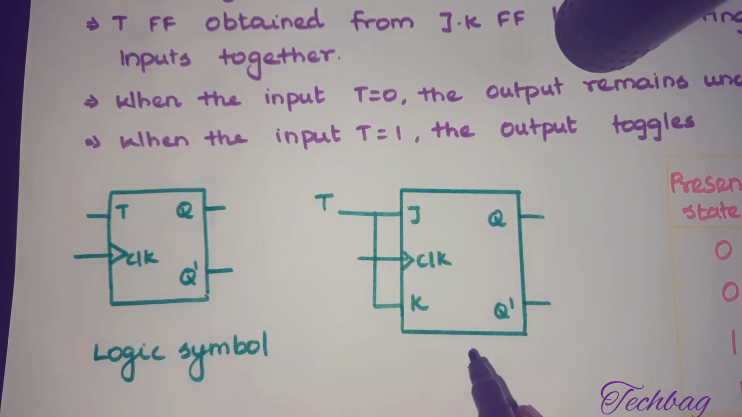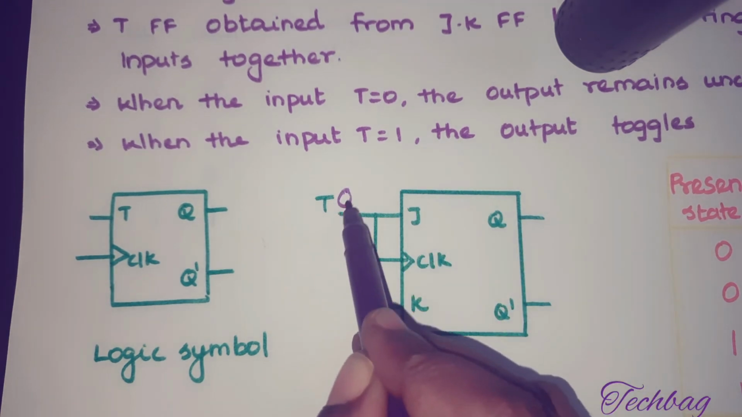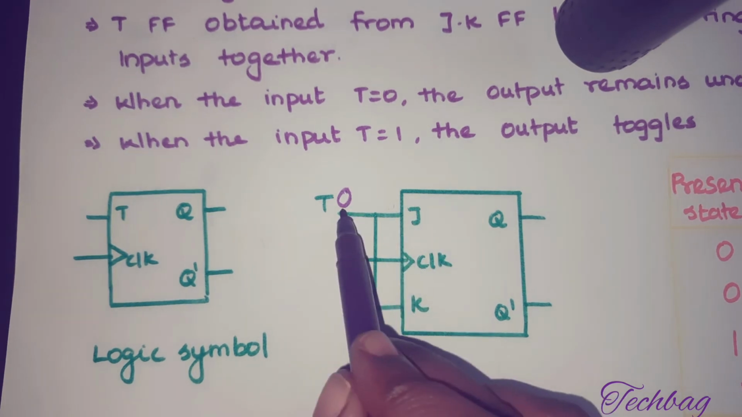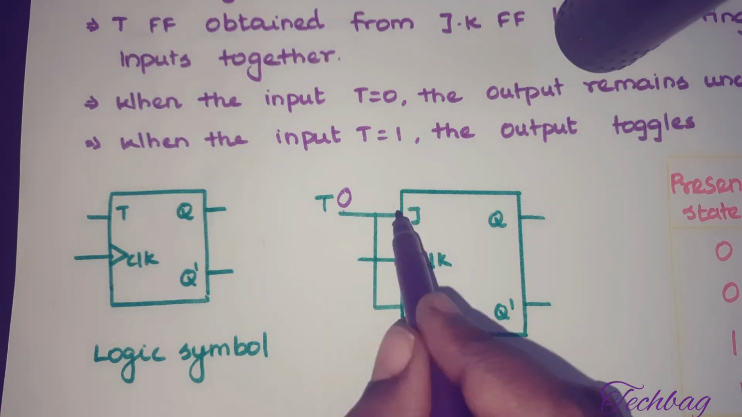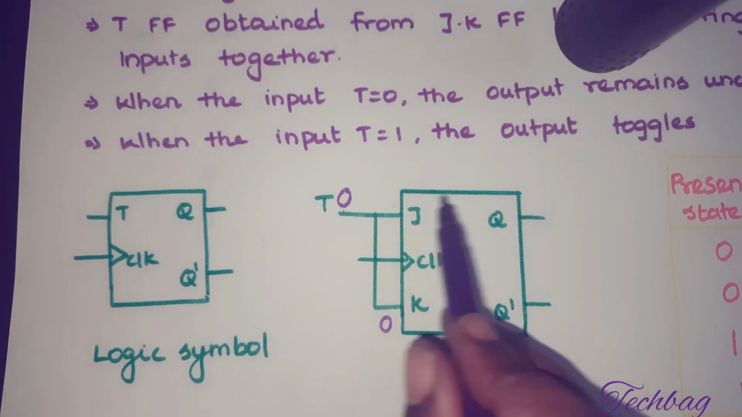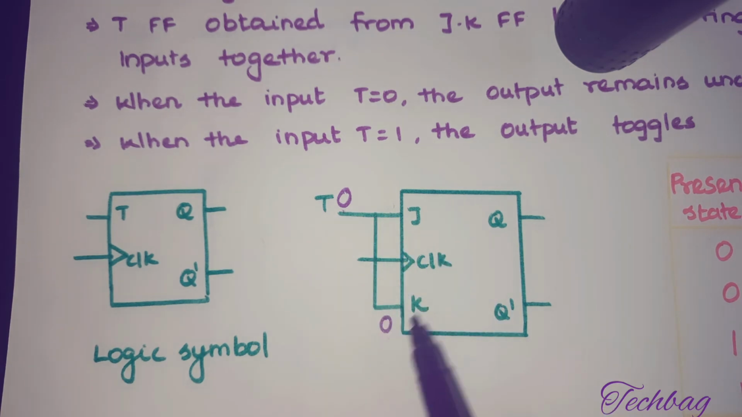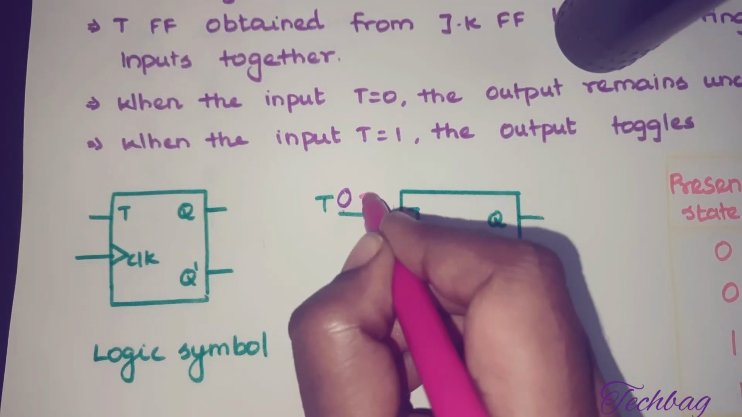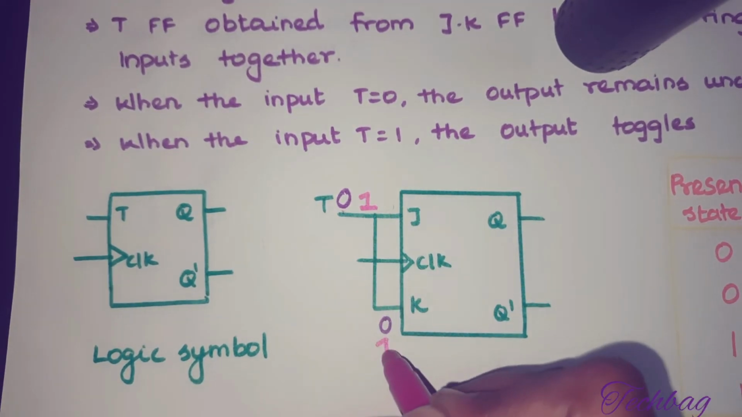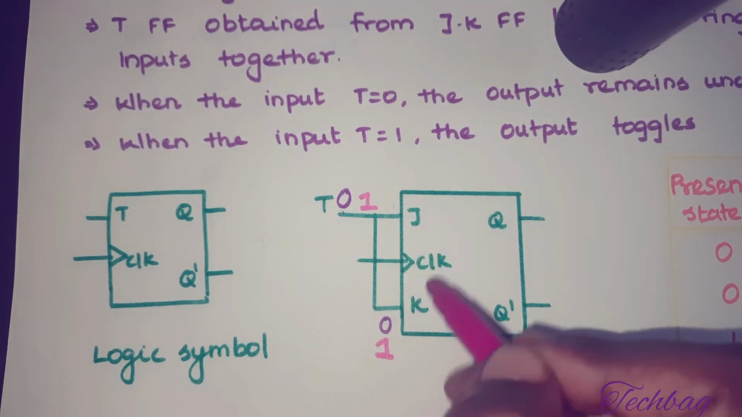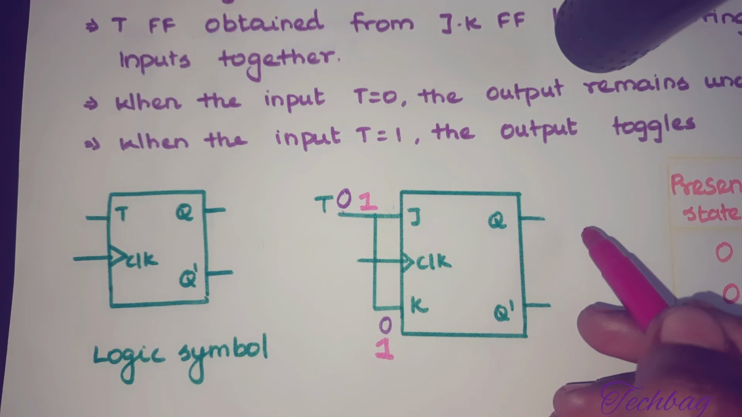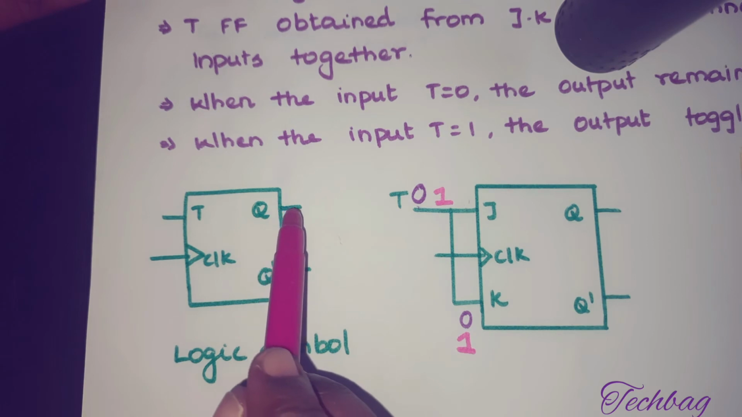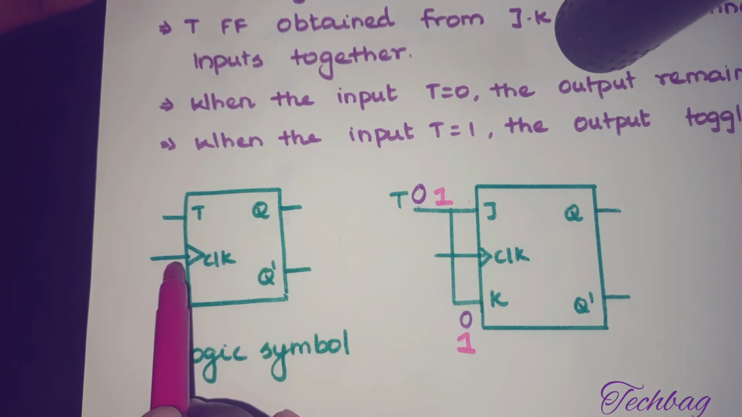For that I am using this symbol. If you give T is equal to 0, then what will happen? J input is 0, K input is 0 because both the lines are tied together. So here 0, here also you get 0. In JK flip-flop, both the inputs are 0, then the output remains in the same state. So you get Qn. If you put T is equal to 1, then here also 1. Now J and K value is 1. If both the inputs are 1, then it will toggle the output. So if T input is 0, it remains unchanged, and if T is equal to 1, then it will toggle the output.